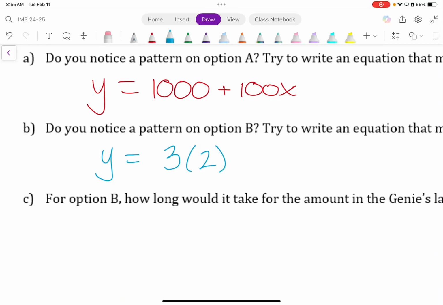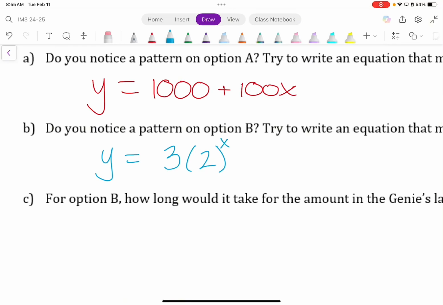Now x, what do you think? Am I going to multiply by x? Is it 2 times x? No. It's 2 to the x power. Because x, which represents the number of days, would be represented by how many times 2 was multiplied by itself. Because it would be doubling, right?